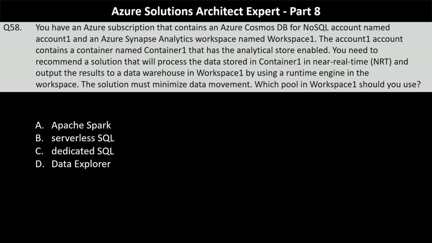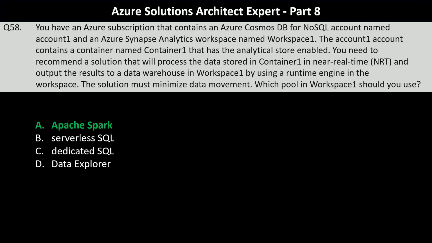And folks, the correct answer here is option A, Apache Spark. Now, Apache Spark is designed for near real-time processing and supports direct querying of data from Cosmos DB's analytical store without needing to move the data. It can effectively handle streaming workloads, large-scale data transformation, and analysis, making it suitable for scenarios where near real-time data insights are required. Now, Spark pools in Synapse Analytics can read data directly from the analytical store of Cosmos DB, process it, and write the results to the Synapse data warehouse.